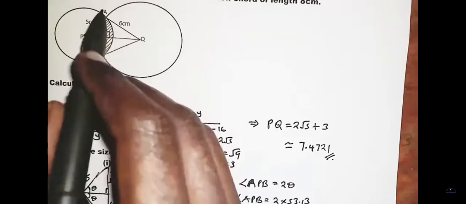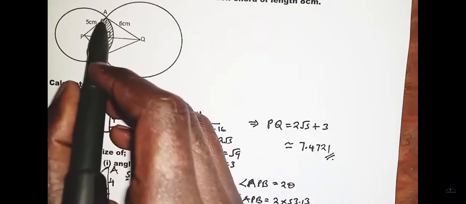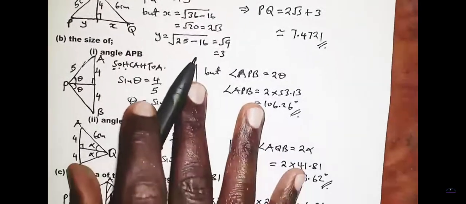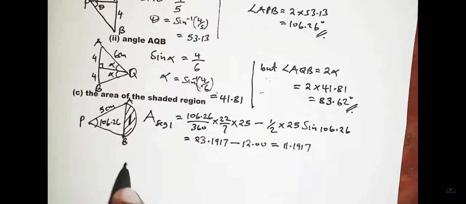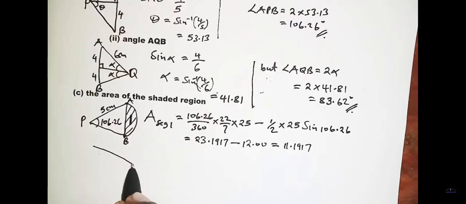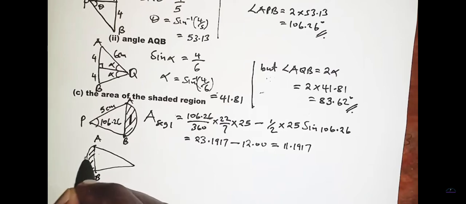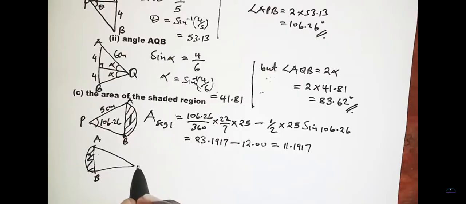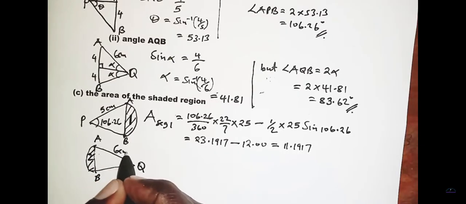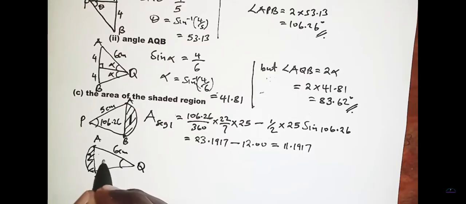Next, we are going to get the area of the other segment. So this part here, this side. So let's sketch it. So we have the sector. So here is A and here is B. So we shade here. So this is the segment 2. A, Q, and this length here is 6 centimeters. And the angle here we found to be 83.62.